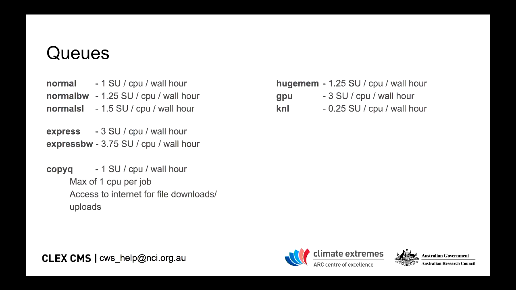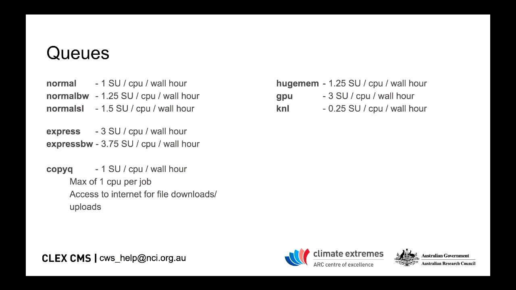So we've got a bunch of different types of queues. There's the normal queue, which is the default type of queue you want to use for standard big runs. If you're running a model for 100 years, you want to be running it on the normal queue. There's also the express queue, which is a higher priority job.